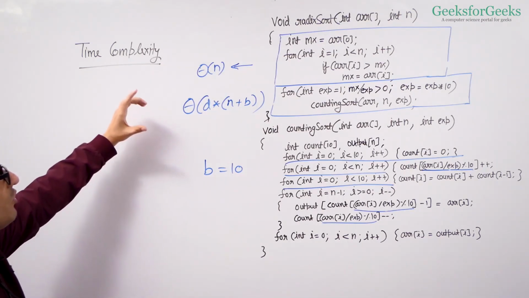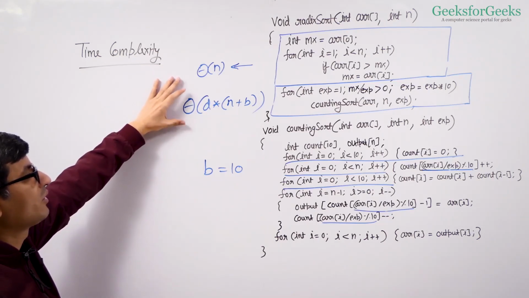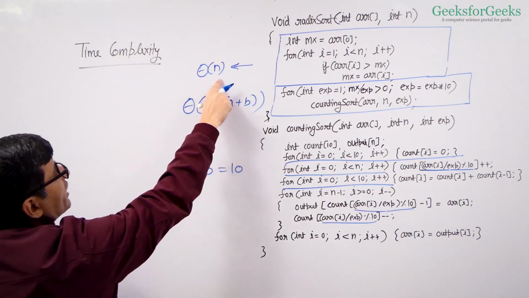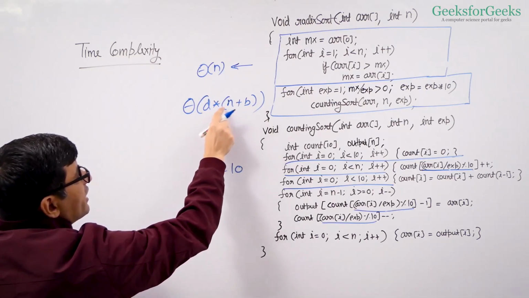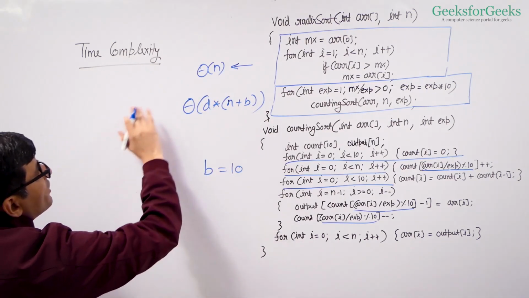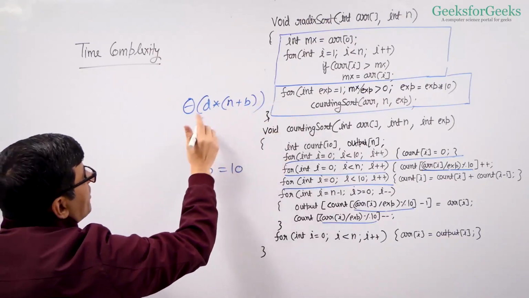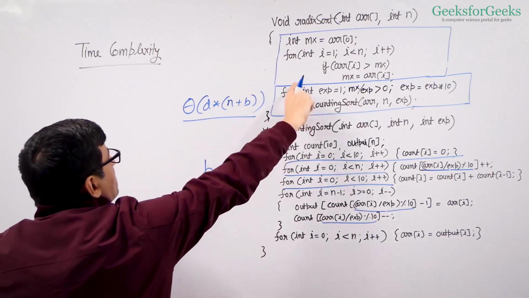So this is the overall time complexity of Radix sort. It's theta n. So we can ignore theta n because this part is anyways n multiplied by something. So we can say that overall time complexity of this Radix sort implementation is this much, which is this part.